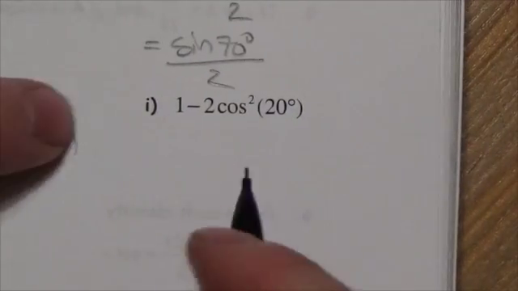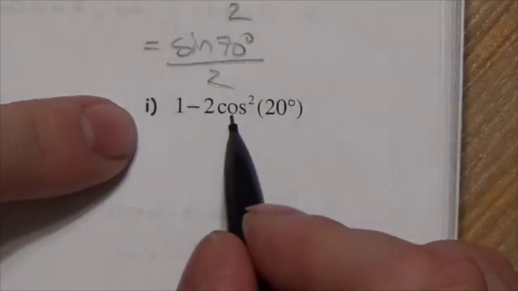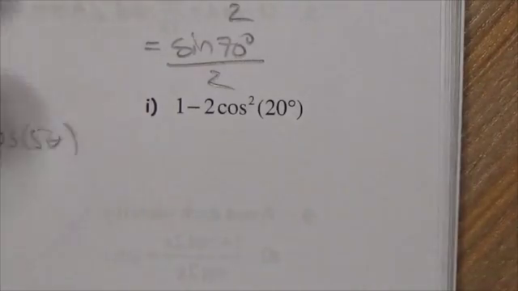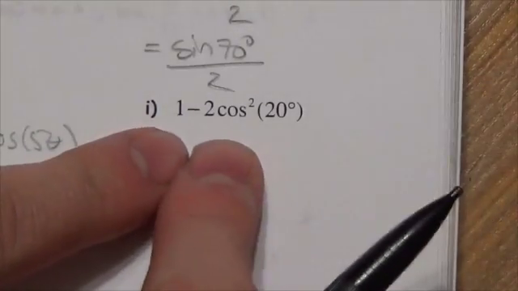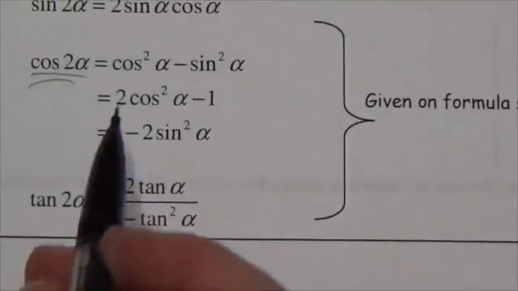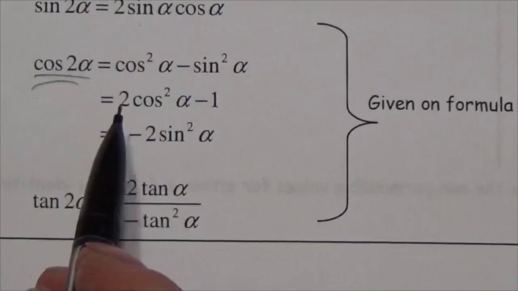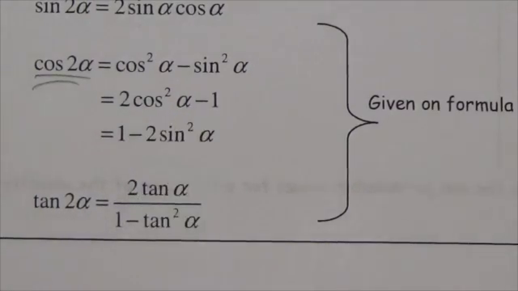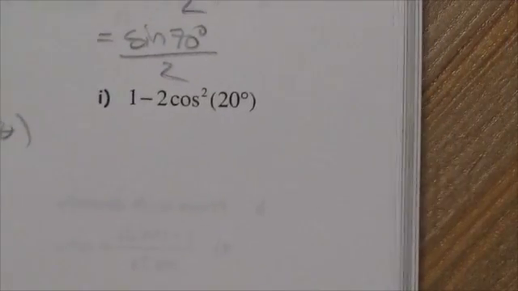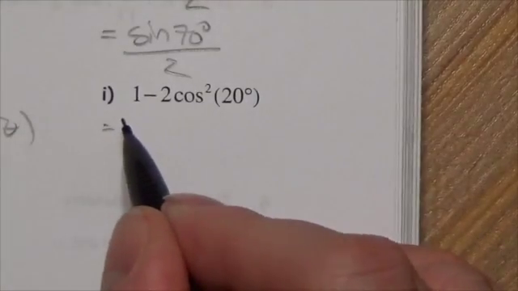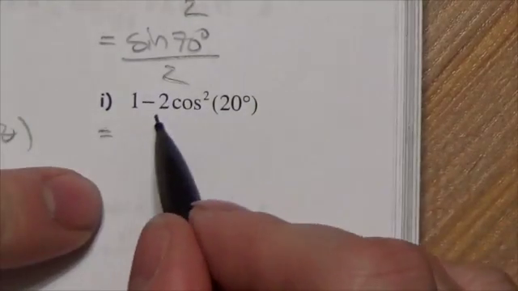And finally, 1 minus 2 times the cosine squared of 20 degrees. Now, that seems right, but look at the identity up here. Look what it's equal to. Cosine of 2 alpha is equal to 2 cosine squared of alpha minus 1. You know what? This is in the wrong order. But I can change the order. I know I can change the order if I factor out a negative.